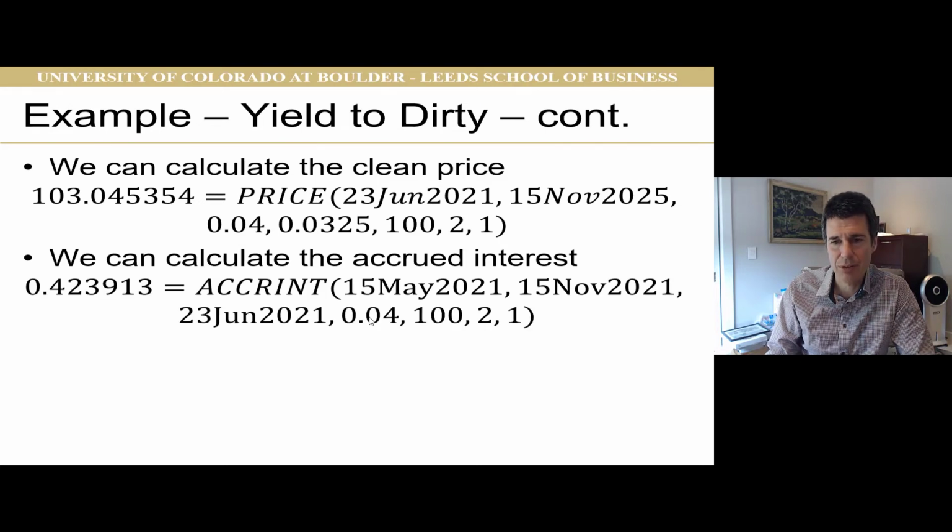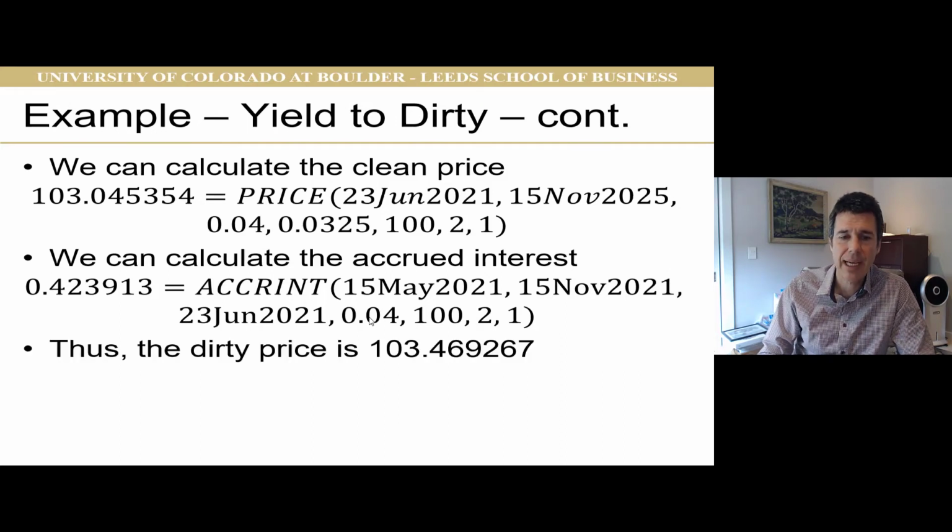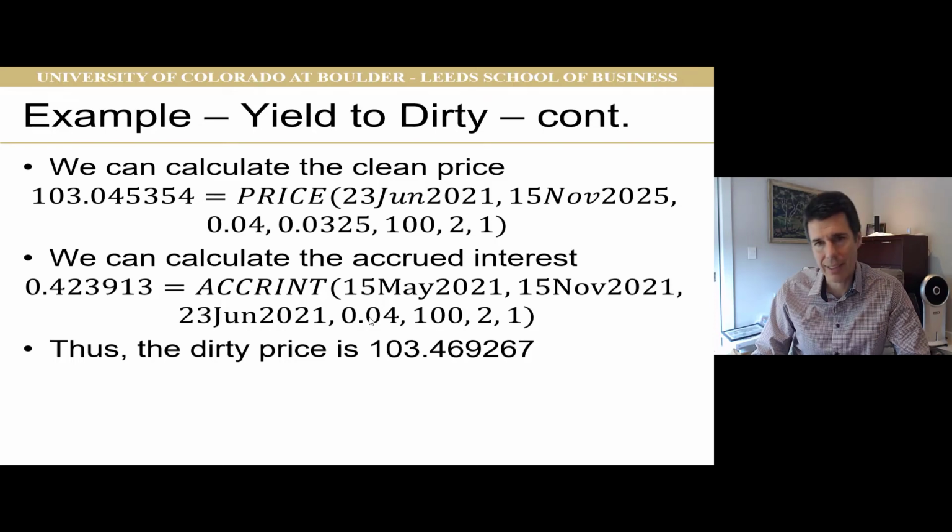Calculate the accrued interest. In order to calculate accrued interest, we need the previous coupon date and the next coupon date. Accrued interest, ACCR int, previous coupon date, 15th of May 2021. Coup PCD will calculate that. Next coupon date, 15th of November 2021. Coup NCD. Settlement date, 23rd June 2021. Coupon rate, 4%. Par, 100. Frequency 2. Basis 1. 0.423913. We add them together, 103.469267. So we can take a yield, calculate a dirty price by adding in the accrued interest to the clean price.